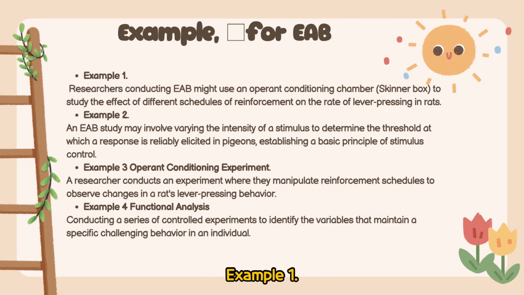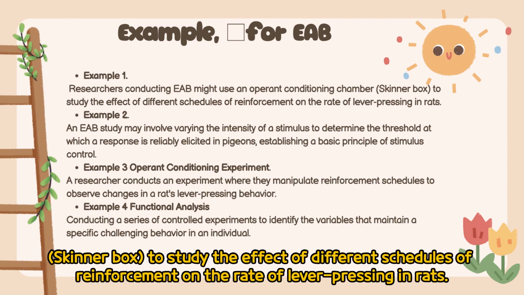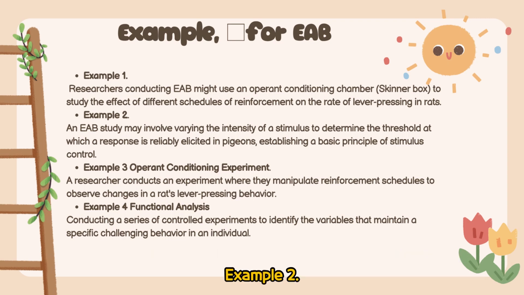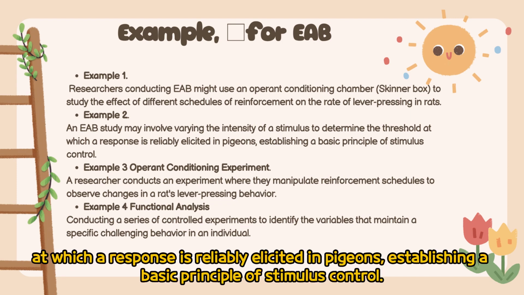Examples for EEB. Example 1. Researchers conducting EEB might use an operant conditioning chamber, Skinner box, to study the effect of different schedules of reinforcement on the rate of lever pressing in rats. Example 2. An EEB study may involve varying the intensity of a stimulus to determine the threshold at which a response is reliably elicited in pigeons, establishing a basic principle of stimulus control.